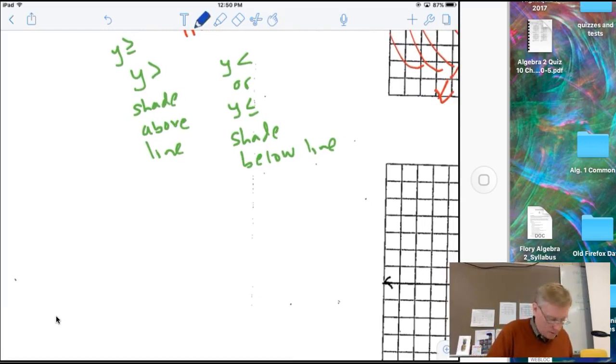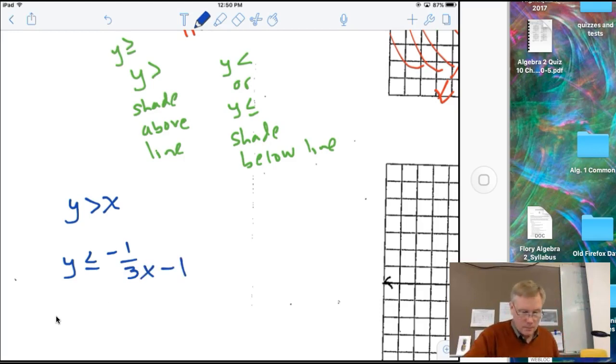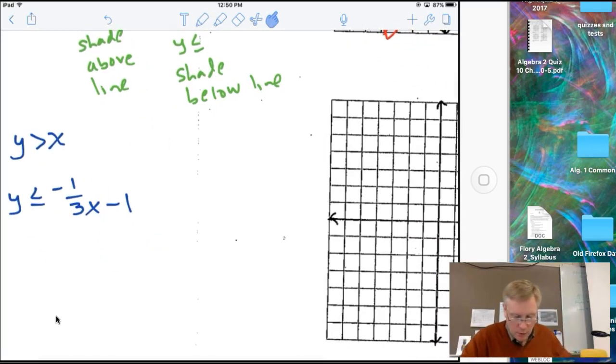The second one, I got y is greater than x, and the second equation, I've got y is less than or equal to negative 1/3 x minus 1. Okay, so I'm going to go and graph this first.